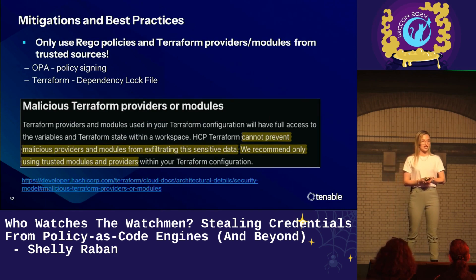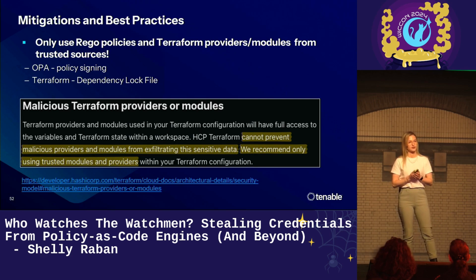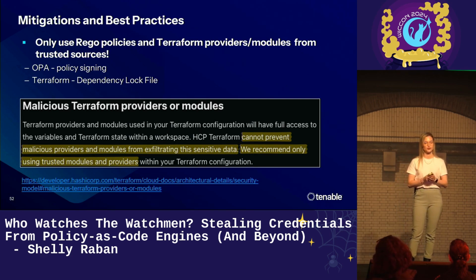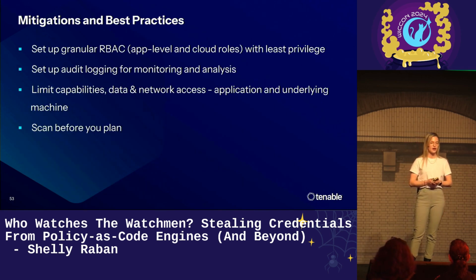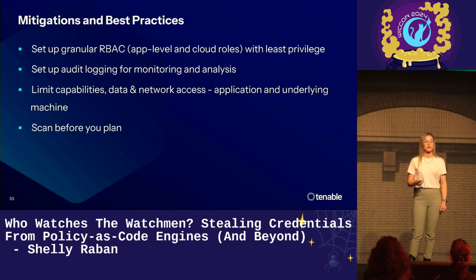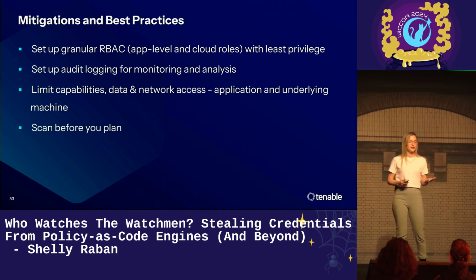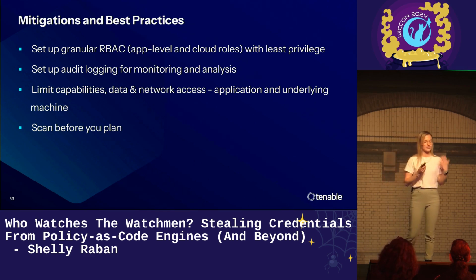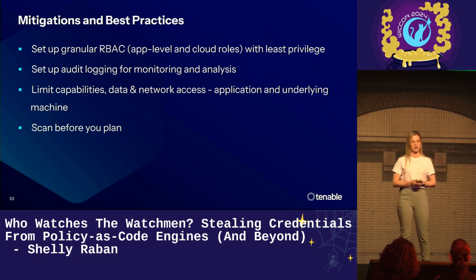Let's talk about some mitigations. Only use Rego policies and Terraform providers and modules from trusted sources. Also, verify their integrity. Both Terraform and OPA have built-in features to do that. Set up granular RBAC with least privilege. Also, set up logging to analyze and monitor the activity. Limit the capabilities and network access of these applications and the underlying machines.